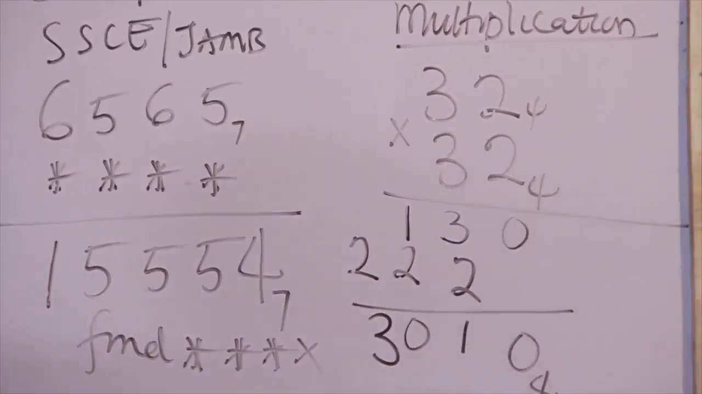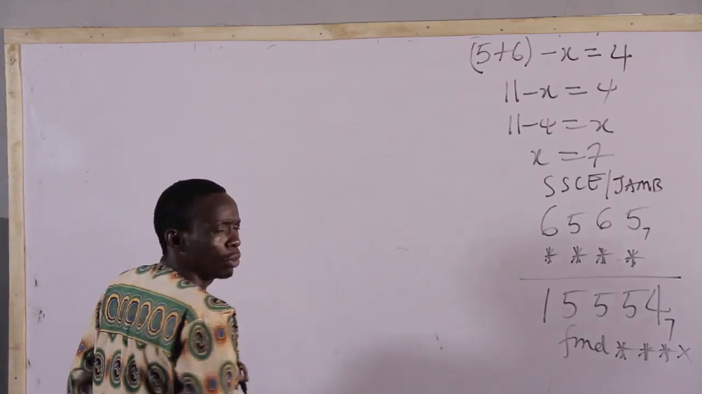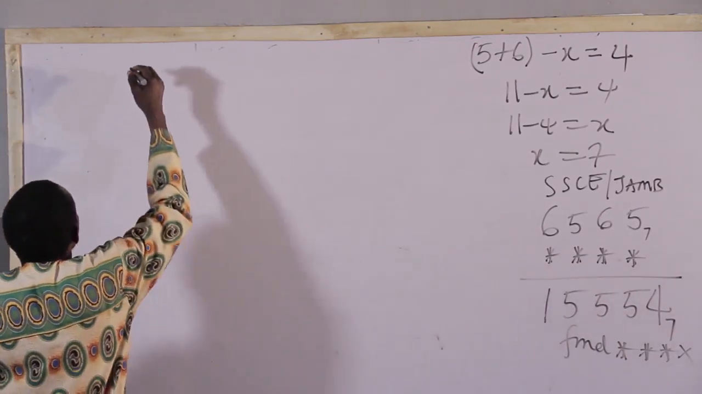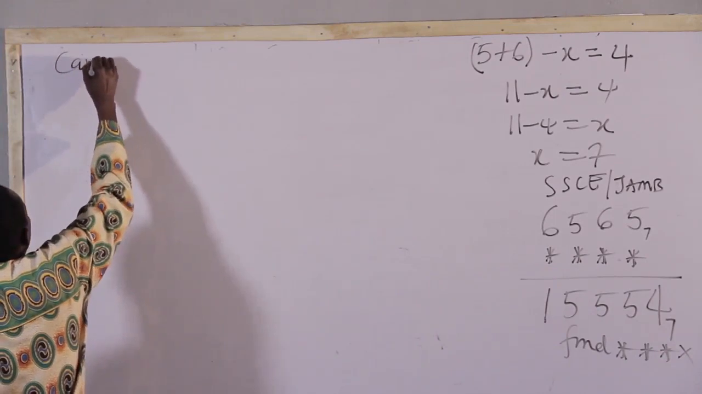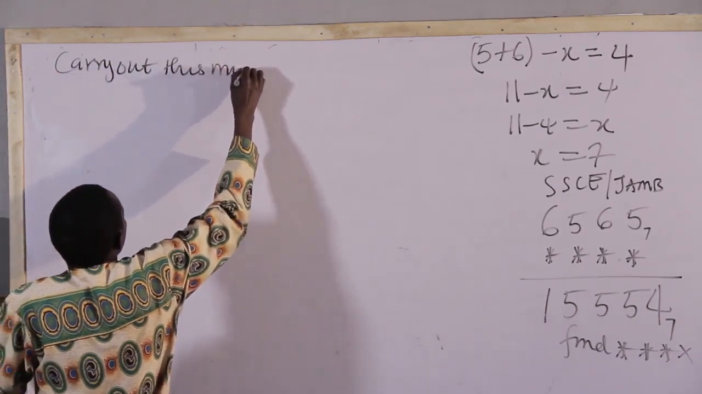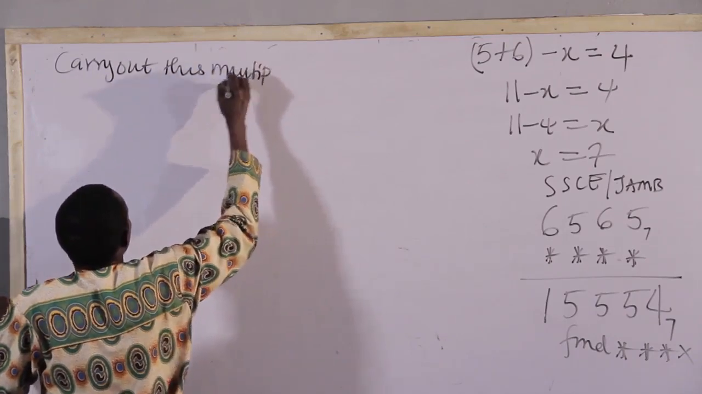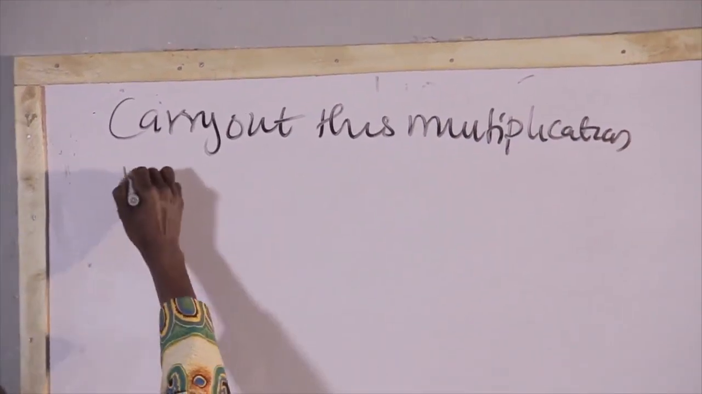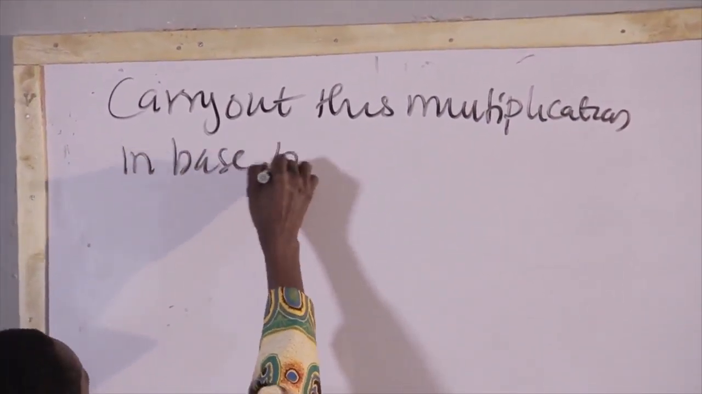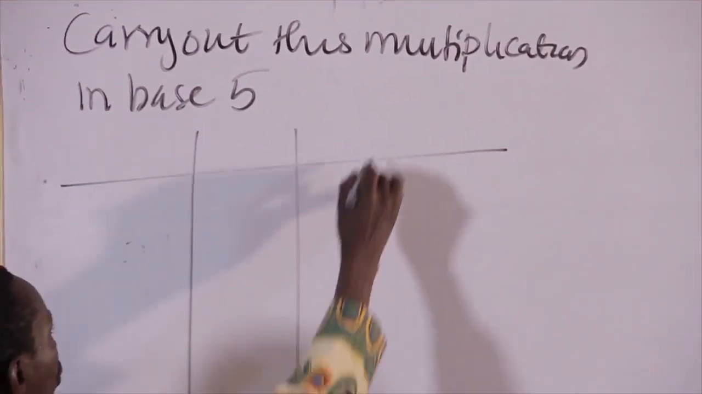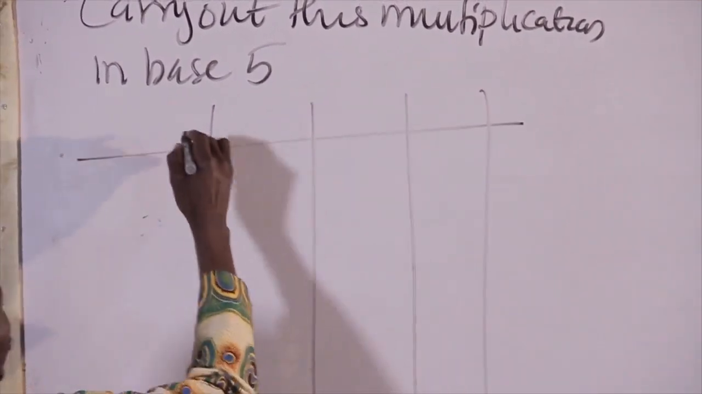Another way the question can be asked in WAEC, NECO, JAMB is to demonstrate using a table. Carry out this multiplication in base 5. Somebody draws a table for you. This is multiplication in base 5.